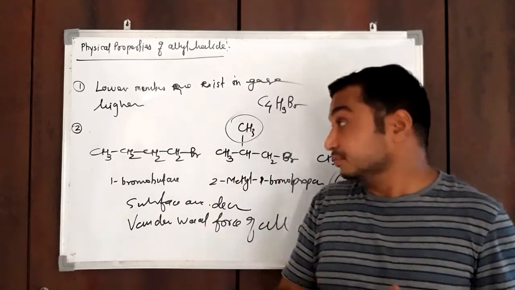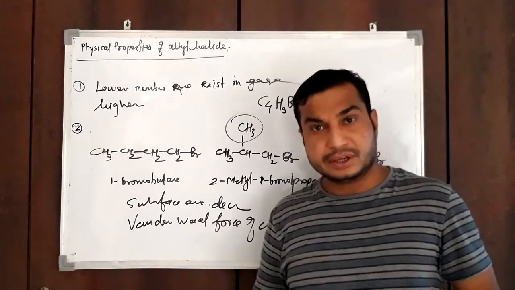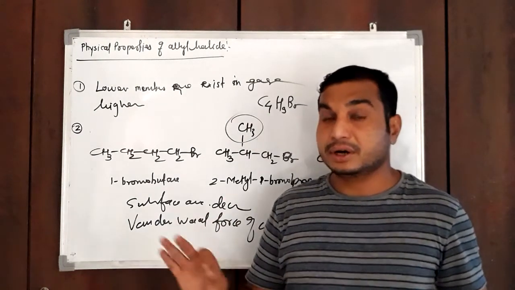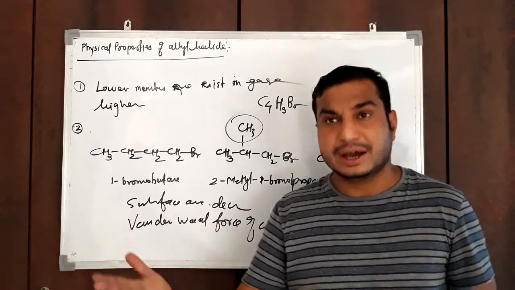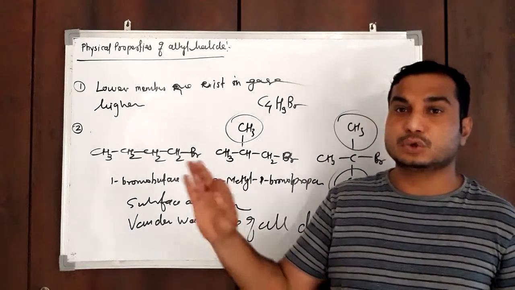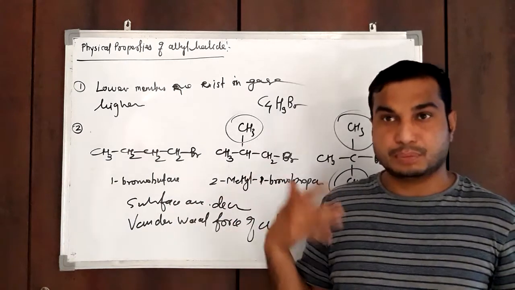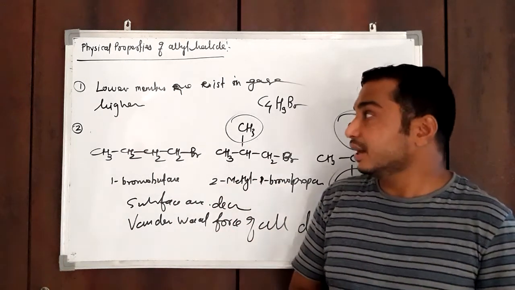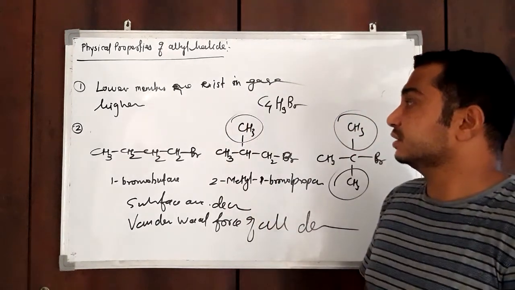Remember this. Again, they are easily soluble in organic solvents, but they are sparingly soluble in water, or mostly the higher members are insoluble, but the lower members are quite sparingly soluble in water, because they form hydrogen bonds with water, and that's why they are slightly soluble. So these are some physical properties.